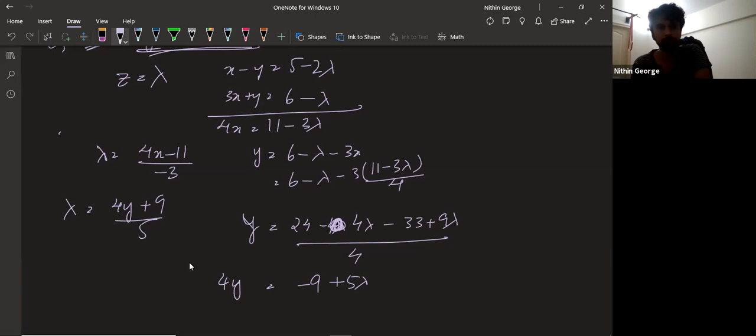So here I can write this lambda part. So x minus 11 by 4 divided by minus 3 by 4 equal to y plus 9 by 4 divided by 5 by 4 equal to z, which is equal to lambda, right?